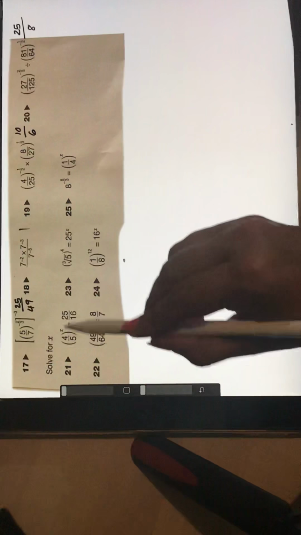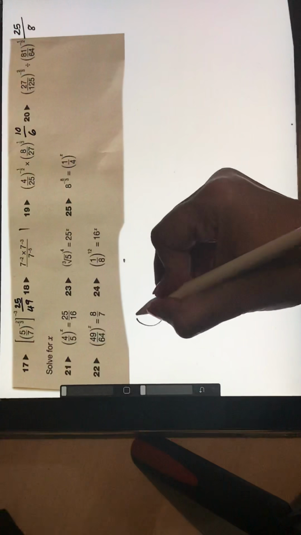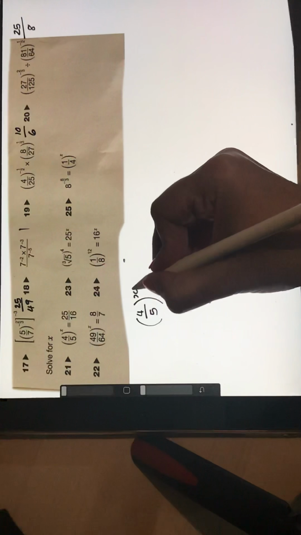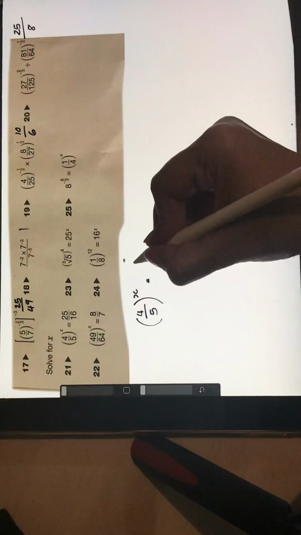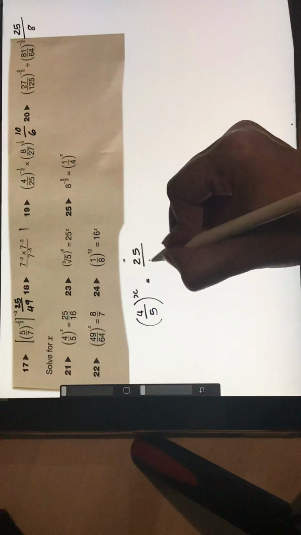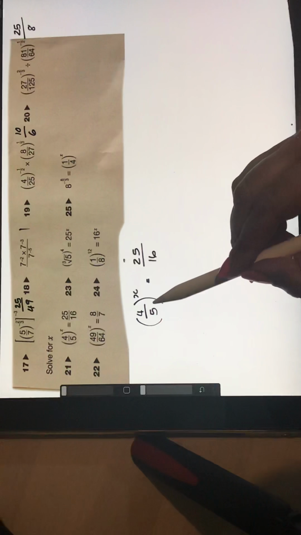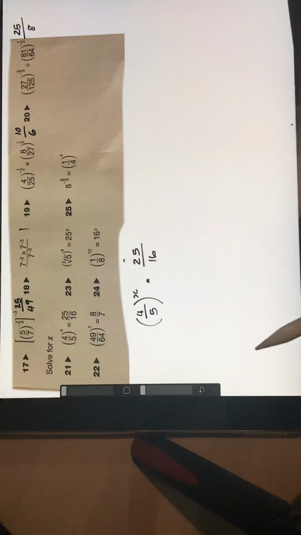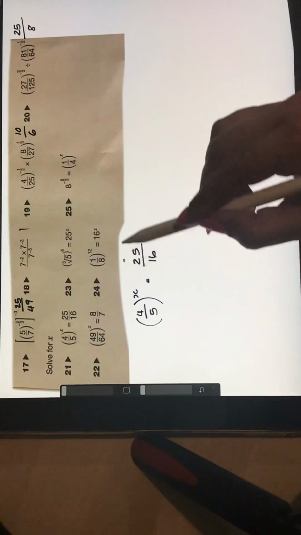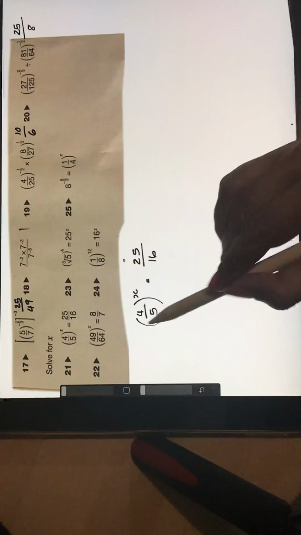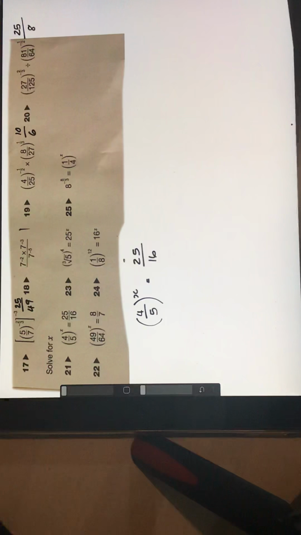Number 21 is where you have to solve x. So you're going to get 4 over 5 raised to the power of x is equal to 25 over 16. Please be aware that when we want to solve x, we need the base numbers to be the same. So what I'm going to do in this instance, I'm going to take the square root of both sides to get this one in a smaller possible fraction like this.